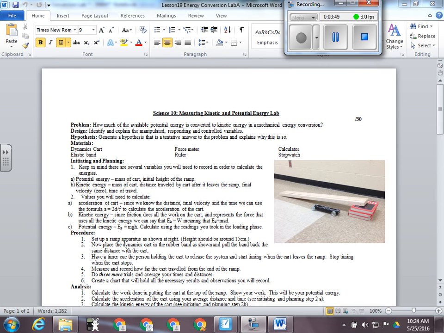Therefore it is the manipulated variable. I'm the one that gets it going. The initial potential energy is a result of what I'm doing. I'm manipulating this system. If I don't put that cart at the top of the ramp, nothing will happen. So the manipulated variable here is going to be the initial potential energy.